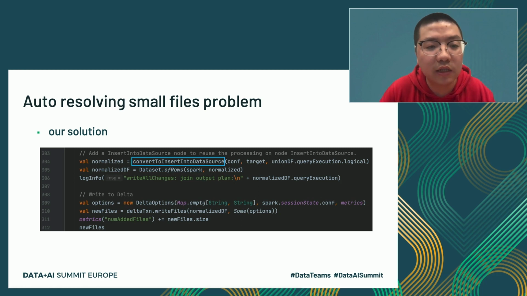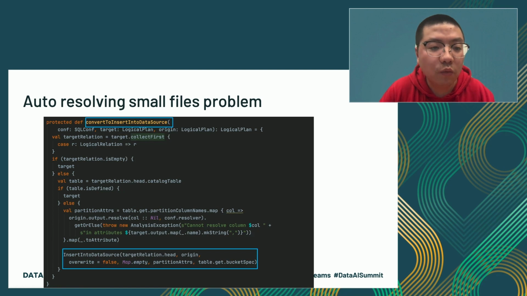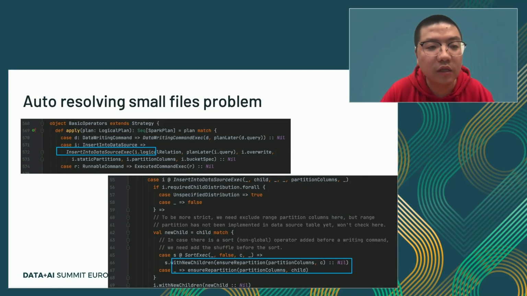So our solution is that before writing the file out, we convert the plan and add insert into data source nodes. So in this picture, we add insert into data source nodes in the plan. Then this plan in the Spark strategy will transform to insert into data source exec. And before its execution, it will add the repartition if it's really necessary.